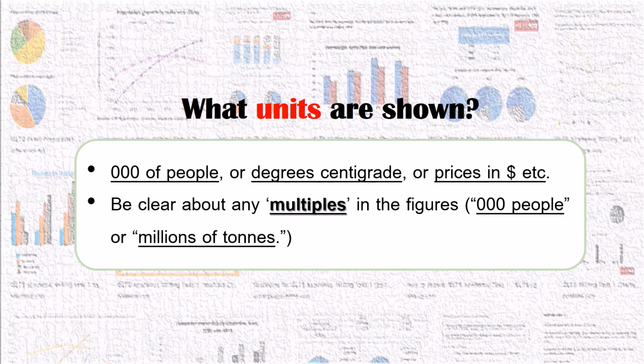What units are shown? 000 of people, or degrees centigrade, or prices in dollars, etc. Be clear about any multiples in the figures, 000 people or millions of tons.